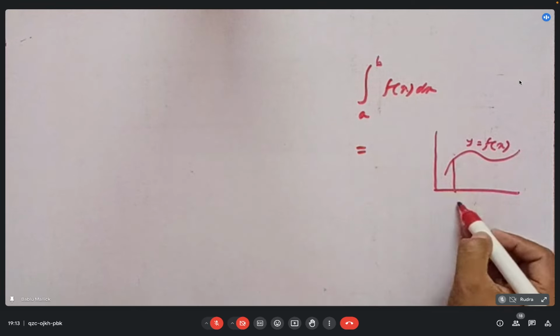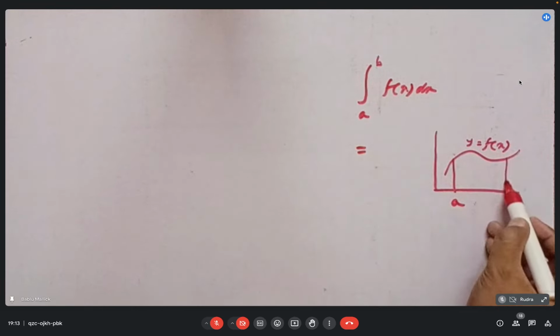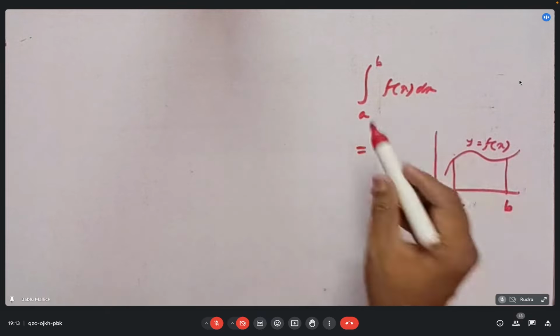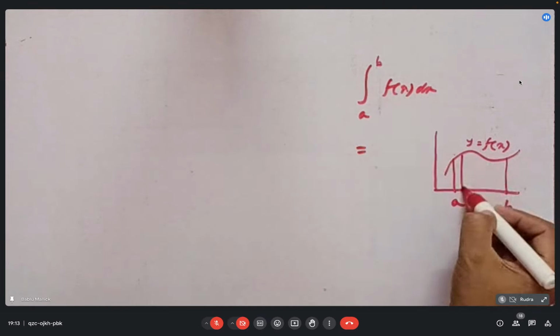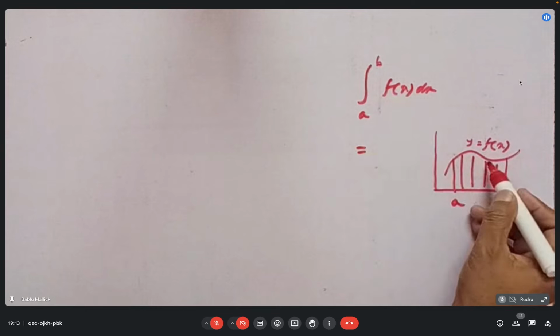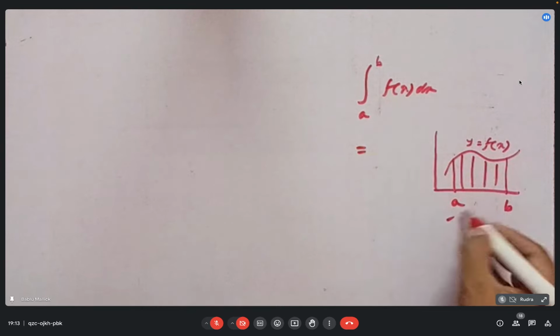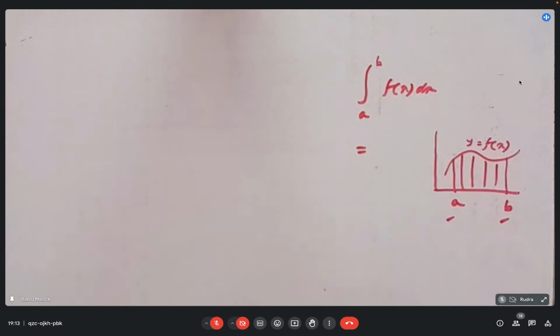Here x is equal to a and here x is equal to b. So this integration is the area bounded by the curve from x equal to a to x equal to b. This means this thing.